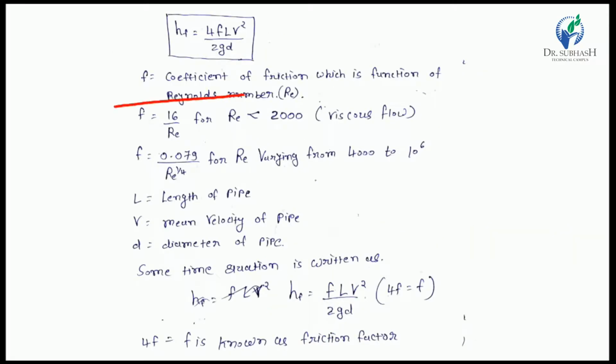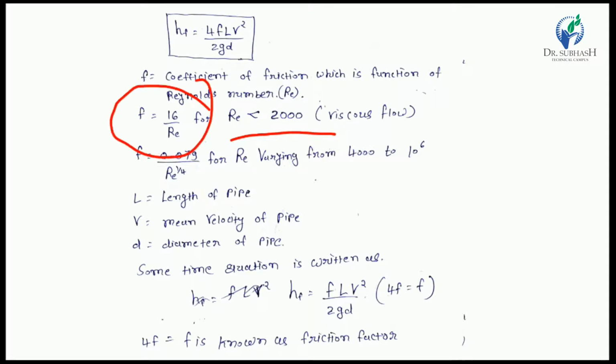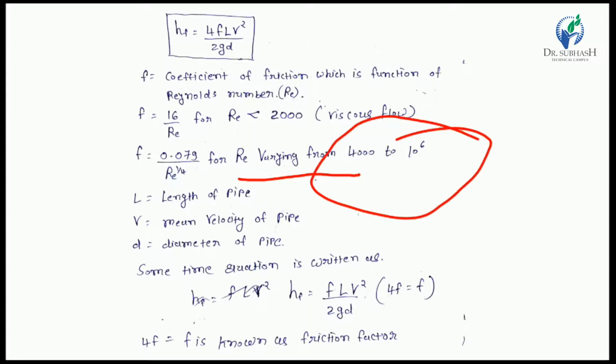Now, in this equation, f is the coefficient of friction, which is a function of Reynolds number. So the value of the friction coefficient is found from the Reynolds number. If the Reynolds number of flow is less than 2000, then we find the friction coefficient by this equation. And if the Reynolds number of flow is between 4000 and 10 raised to 6, then the coefficient of friction is found by this equation.